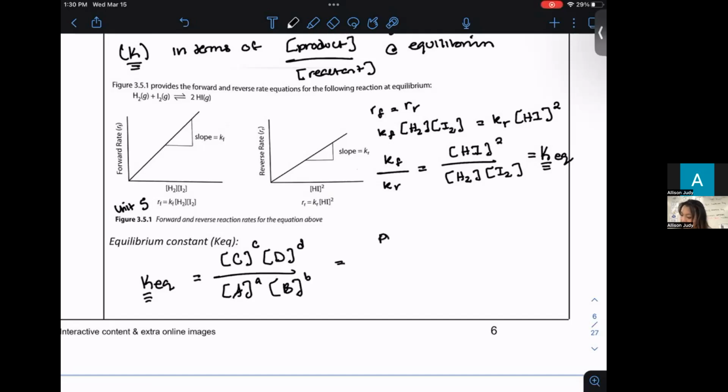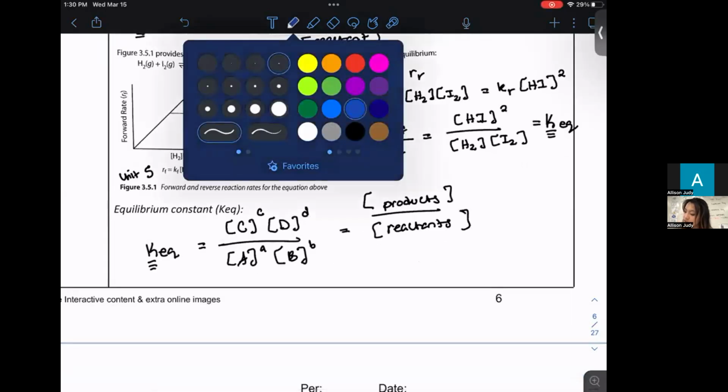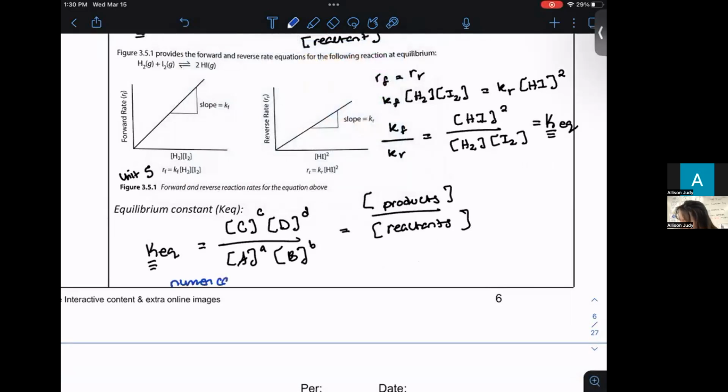And that is equal to products over reactants. And this numerical value represents, or indicates, the equilibrium position of a reversible reaction. Are we favored toward the products, or are we favored more toward the reactants?